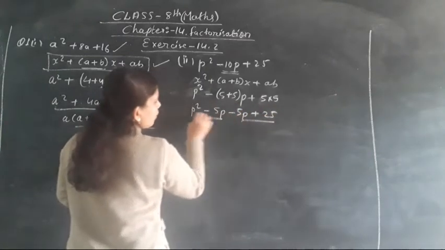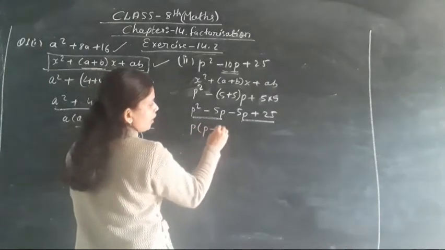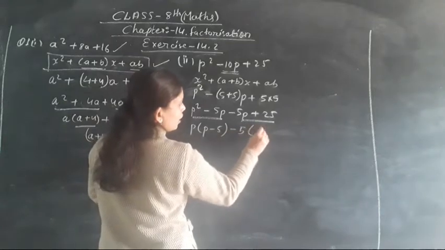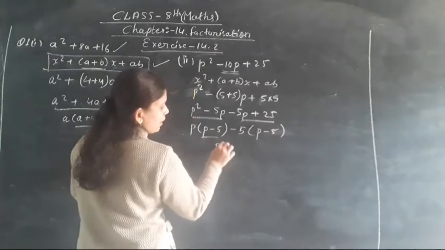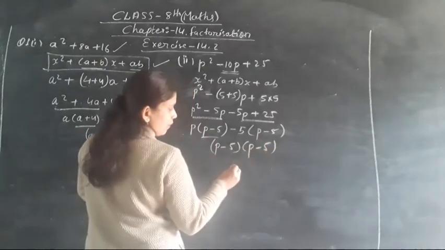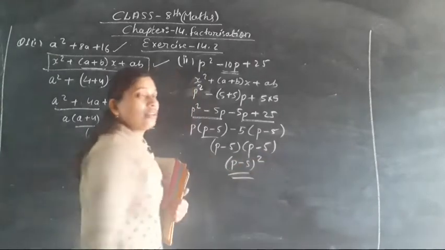Now making a pair of the two terms, we will bring the common. So here p minus 5 is left, minus 5, we will take it common, so p minus 5 is left. Again p minus 5 will be taken as common, so p minus 5 into p minus 5 will be p minus 5 the whole square, which is the required answer.